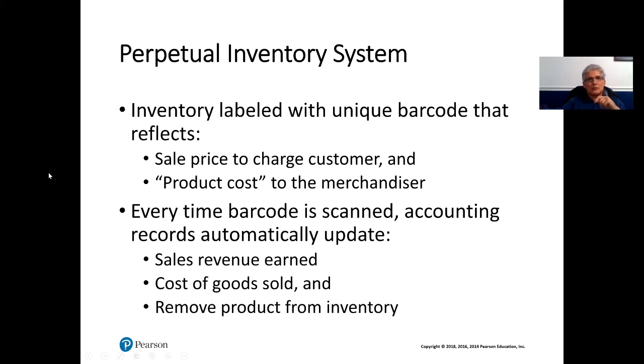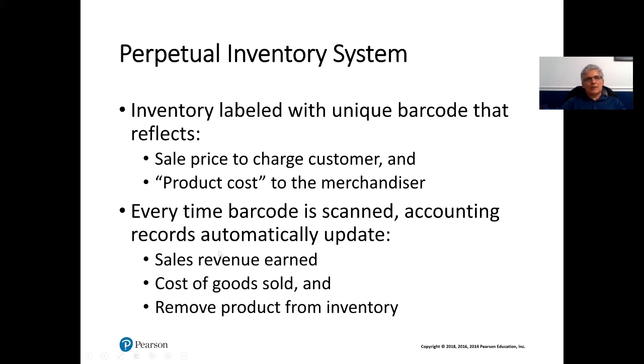We're going to review perpetual inventory systems. In my classes, when I teach this in financial accounting, I suggest to you that when you think of perpetual, think of technology, things that happen on a real-time basis. So inventory is labeled with unique barcodes that reflect the sale price to charge the customer and the product cost to the merchandiser, so that every time a barcode is scanned, accounting records are automatically updated. So perpetual inventory systems mean inventory records are automatically updated.